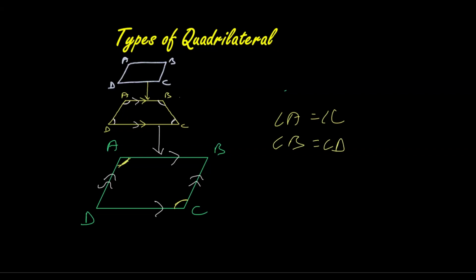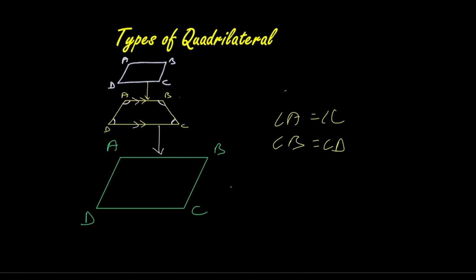And further, we can also say that here the diagonals, these are the diagonals. Well, you know what are diagonals? Line joining the opposite vertex are called the diagonals. So the diagonals bisect each other. Let me show you what I mean to say here.